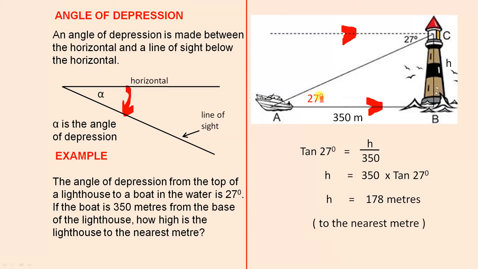So we have an angle, we have an opposite, and we have an adjacent. So tan 27 equals h on 350, so h equals 350 by tan 27, so h is 178 meters to the nearest meter.